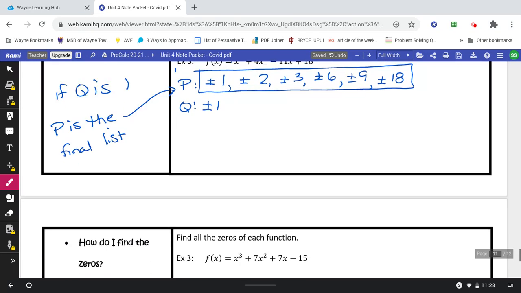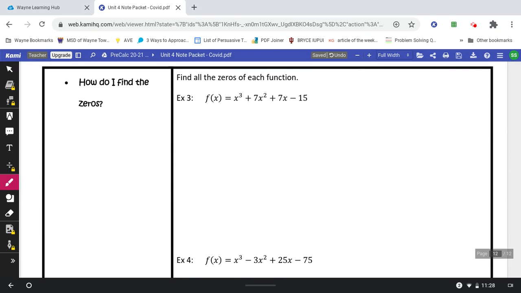On the back side, we're going to find all the zeros. So we did the finding the potential zeros, the possible zeros, and now we're going to actually check to see which ones work. So the first thing you're going to do is start by listing your P's and your Q's. P's over Q's, and Q is 1. That's always a good thing.